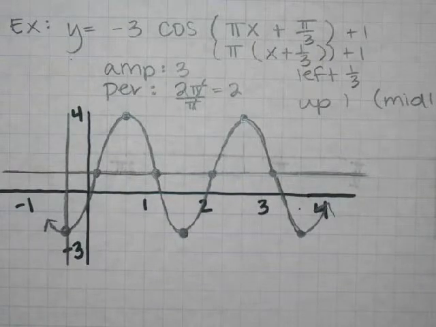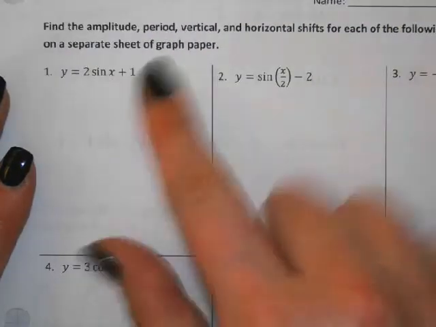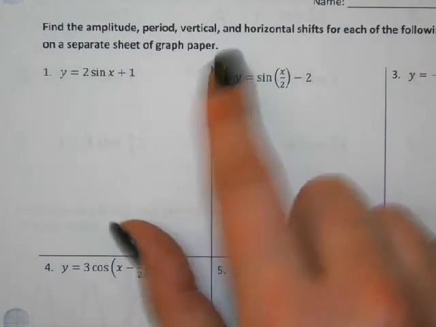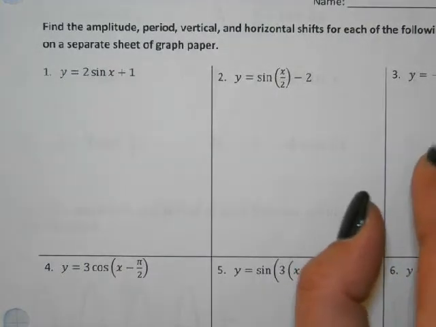How are we feeling? Can we try some on our own? I will say we've done more difficult ones than I put in your packet. The ones in your packet are not this bad. So if you look in the packet, it asks you first to write down the amplitude, the period, and then vertical and horizontal shifts, so if it went up, down, left, or right. And then after that to go ahead and graph it on a sheet of graph paper.